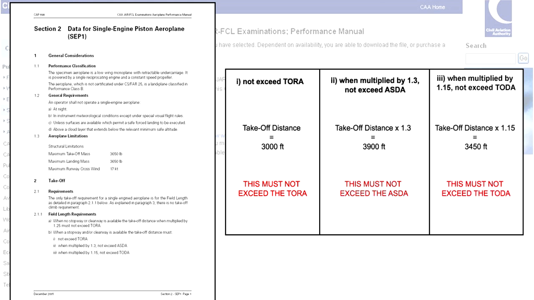The last regulation tells us that the takeoff distance, when multiplied by 1.15, must not be greater than the takeoff distance available. You may recall that the takeoff distance available is the takeoff run available plus any clearway. Therefore, the pilot must ensure that he has at least 3,450 feet of takeoff distance available. If any of these regulations cannot be complied with, a pilot must reduce his takeoff distance. The most practical method of doing so is to take off with less weight, or perhaps use a higher flap setting, or wait till the air density has increased.